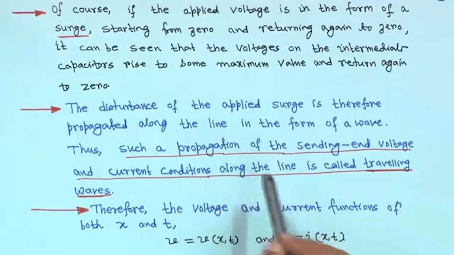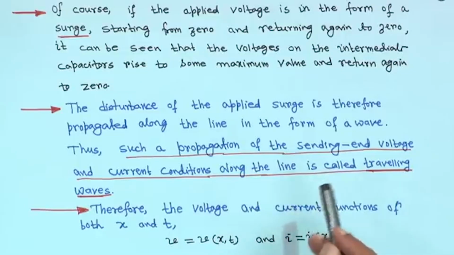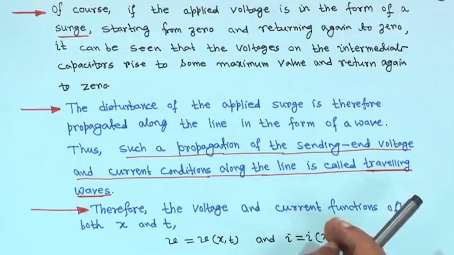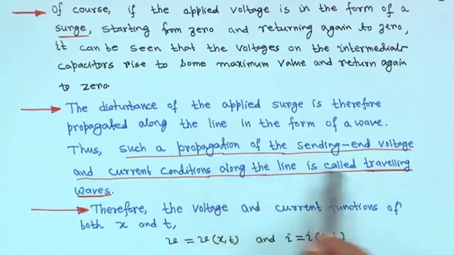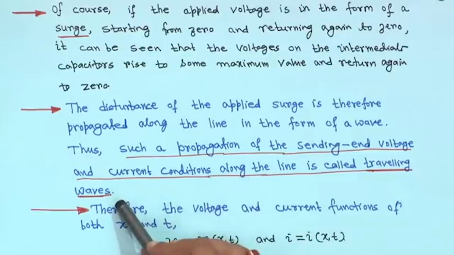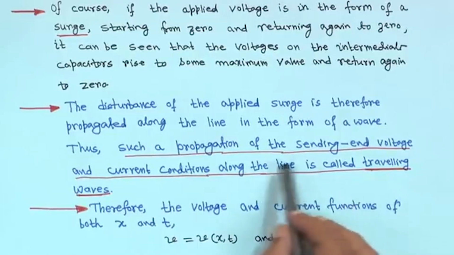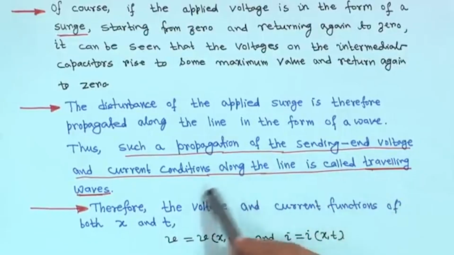This kind of disturbance is therefore propagated in the form of a wave. Every voltage wave has a current wave associated with it. Such a propagation of the sending end voltage and current conditions along the line is called travelling waves. That is why its name is travelling wave.